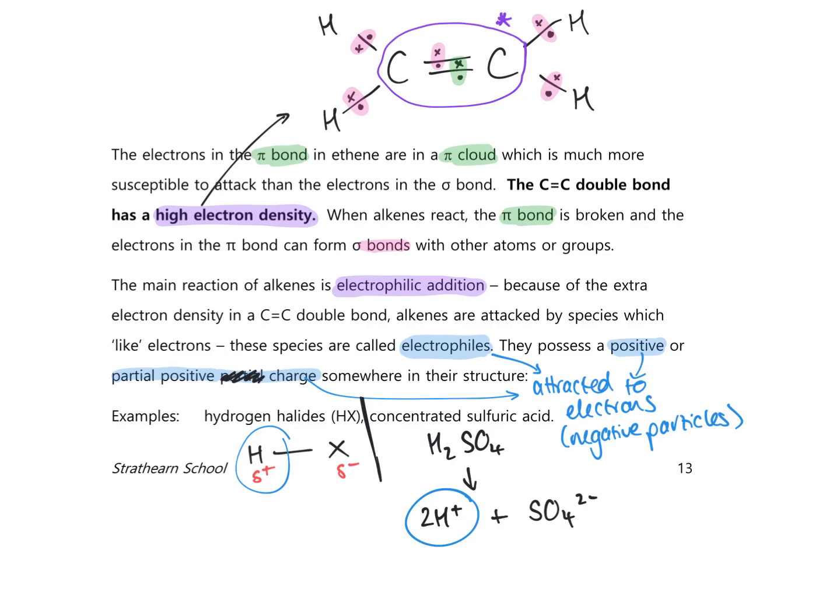And there are other molecules, those are just examples, but you're looking for molecules that have a positive or partial positive charge. So pause there and have a little read through your notes on what we've covered so far and just make sure that you understand that. So the bonding within the double bond and how that leads to the type of reaction that we're going to see with alkenes and with these addition reactions.